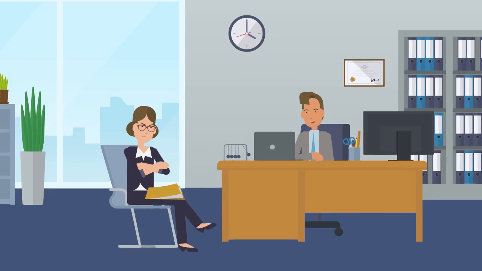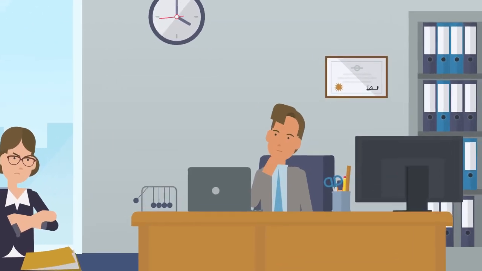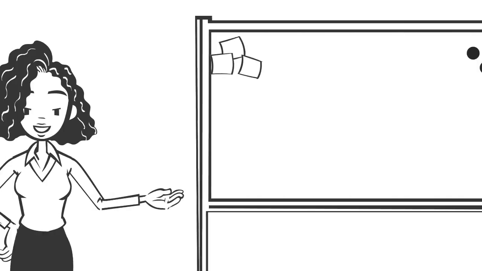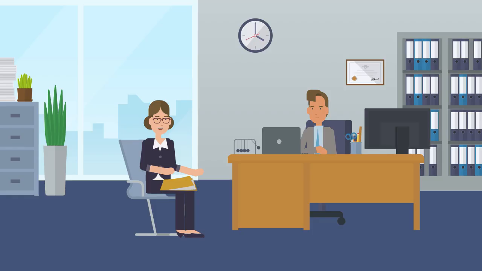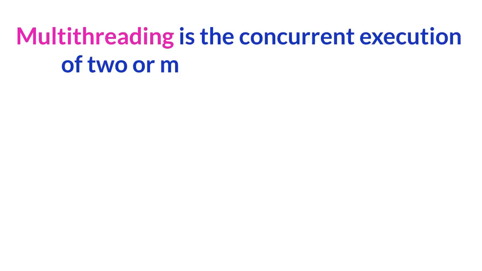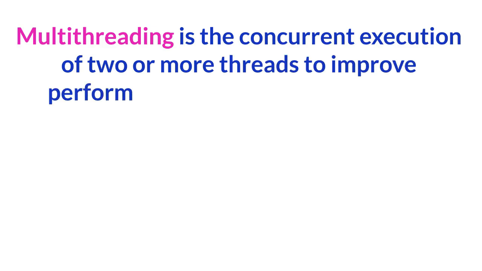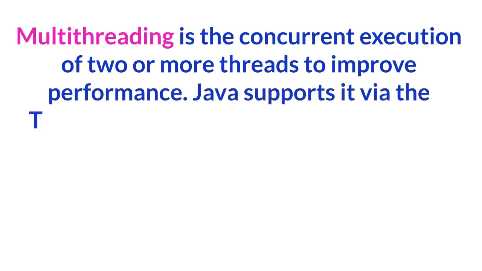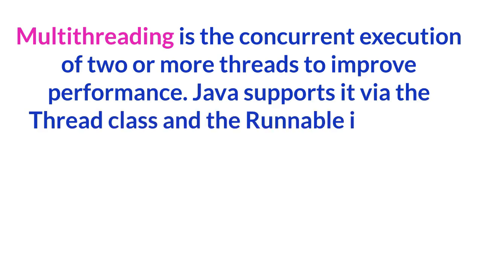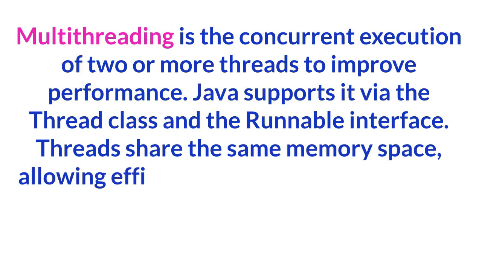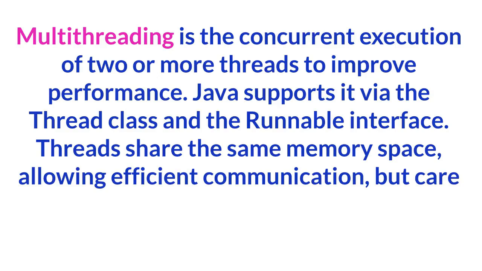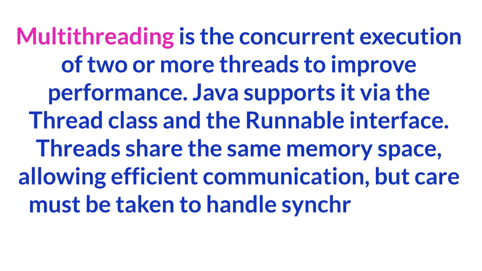What is multi-threading in Java and how is it implemented? Multi-threading is the concurrent execution of two or more threads to improve performance. Java supports it via the Thread class and the Runnable interface. Threads share the same memory space, allowing efficient communication, but care must be taken to handle synchronization and avoid race conditions.